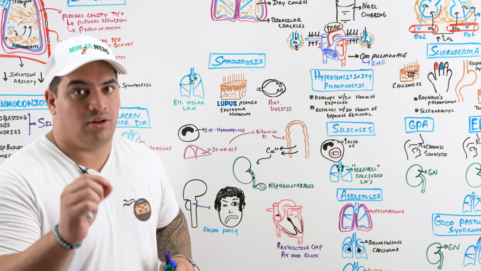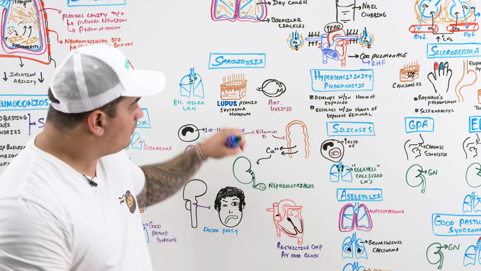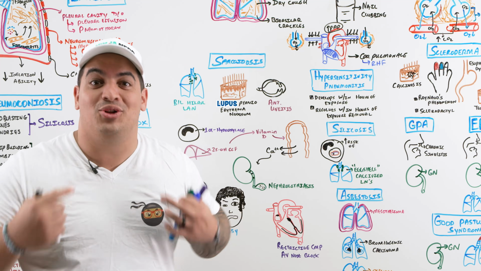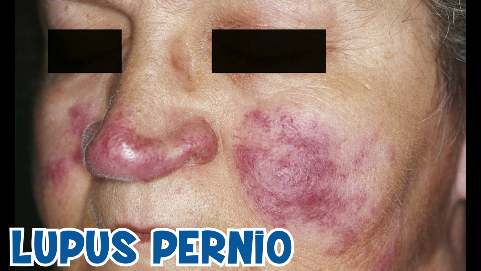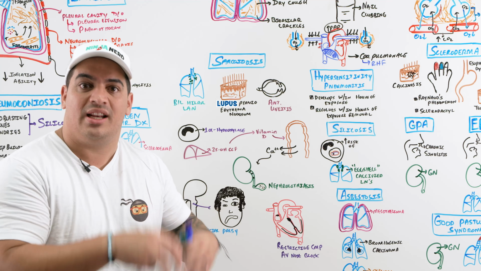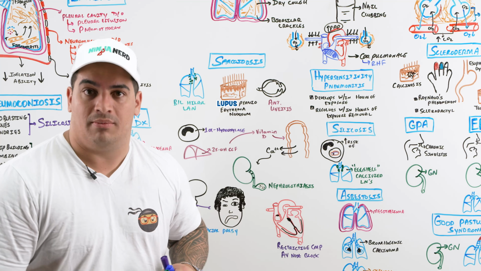The other thing is really take a look at their skin. That's a big one. So look at the cutaneous findings. They may have some kind of violaceous rash on the face. We call this lupus pernio. This is what it looks like. On top of that, they may also have nodules that can appear within the skin, especially on the lower extremities, like on the shins. And this is called erythema nodosum. This is what this looks like.